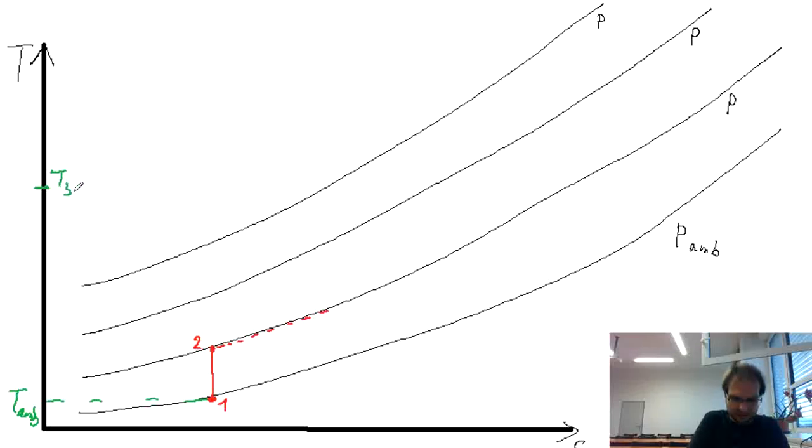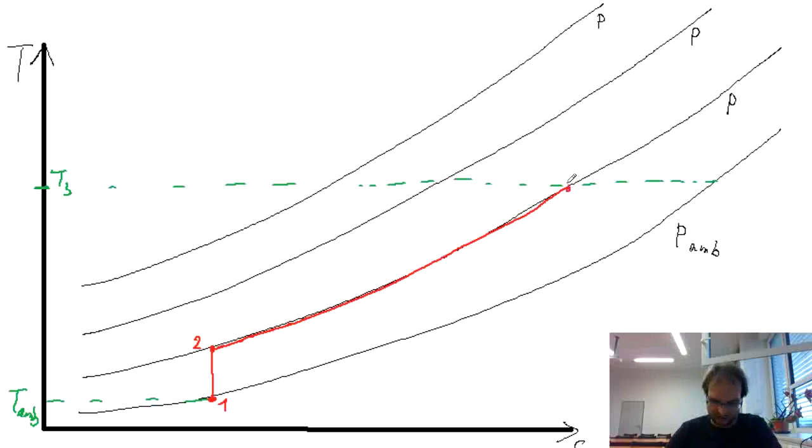Temperature T3. So we have the heat addition all the way to this temperature T3. Then we have isentropic expansion to the point 4, and that is exhaust to ambient. The cycle is closed by atmosphere back to the point number 1.